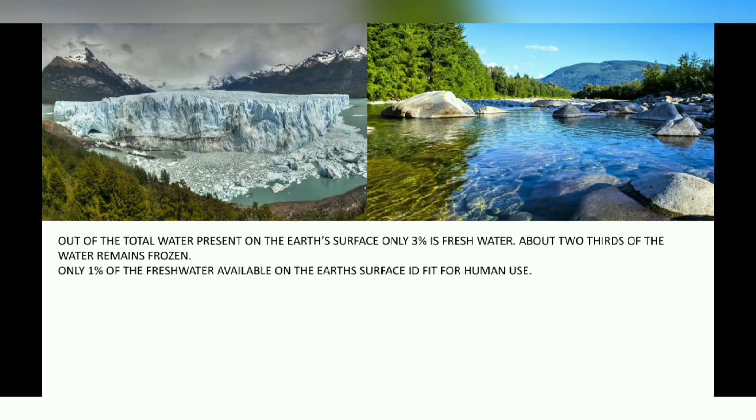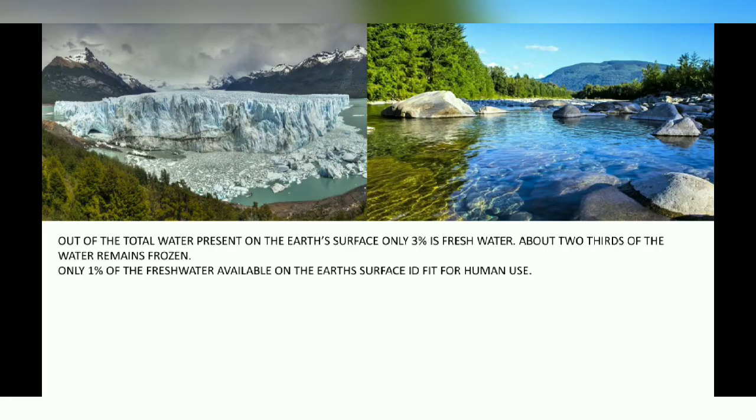So in our world we have only around 3% fresh water. About 2/3 of the fresh water remains frozen, or is in the glaciers, and only 1% of the fresh water is available on the earth's surface, fit for human use.